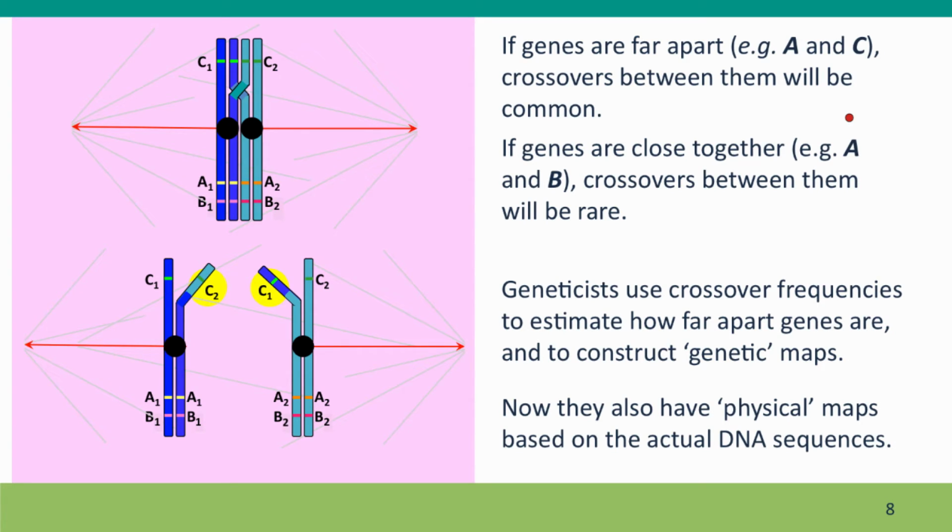Now, until recently, geneticists actually exploited this relationship. They used measurements of crossover frequencies to estimate how far apart genes were, and this enabled them to construct what were called genetic maps of chromosomes, maps of the separation of genes based on measurements of recombination frequency. Now, in many organisms, geneticists are much less dependent on genetic maps because it's now cheap enough to sequence the genome and construct an actual physical map.